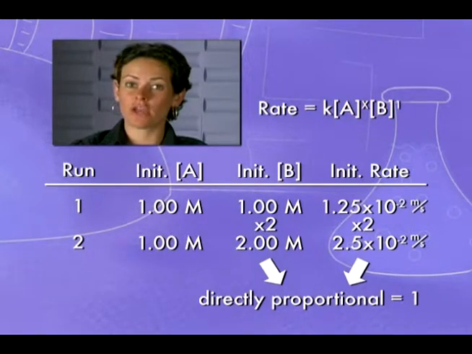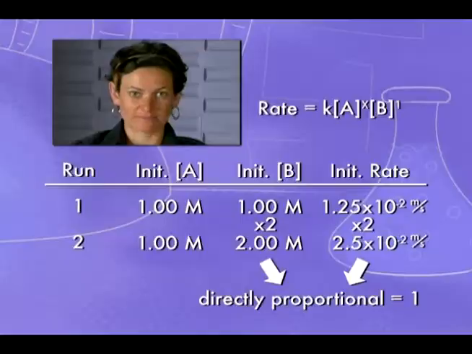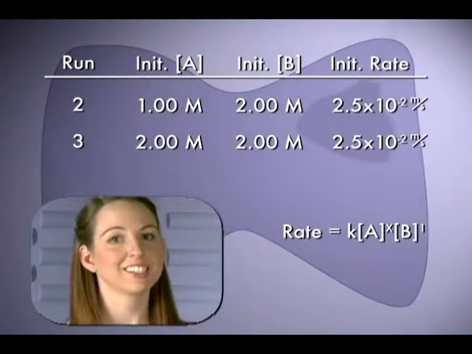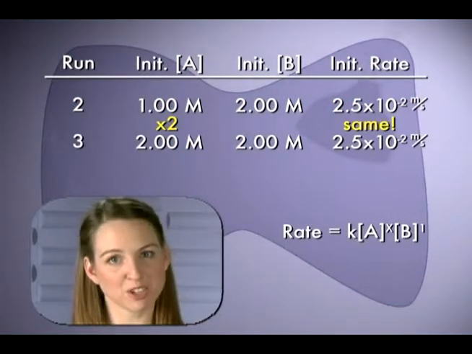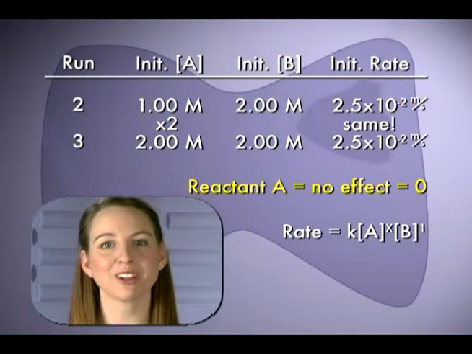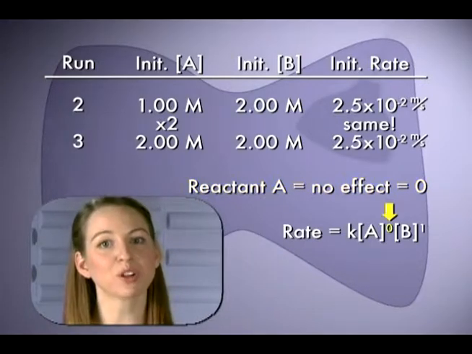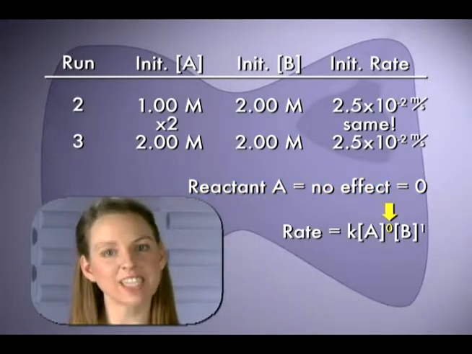We can go ahead and write in an exponent 1 after the B. Now let's look at run 2 and run 3. Here, the concentration of reactant A doubled and reactant B stayed the same. And the rate of reaction also stayed the same. Since the rate of reaction didn't change when reactant A changed, we know that reactant A has no effect on the product. That means the order of reaction for reactant A is 0.